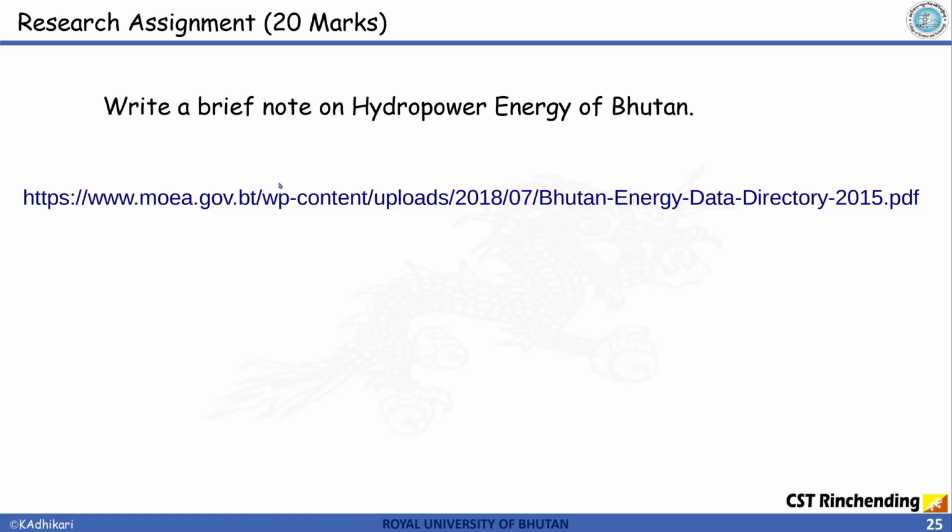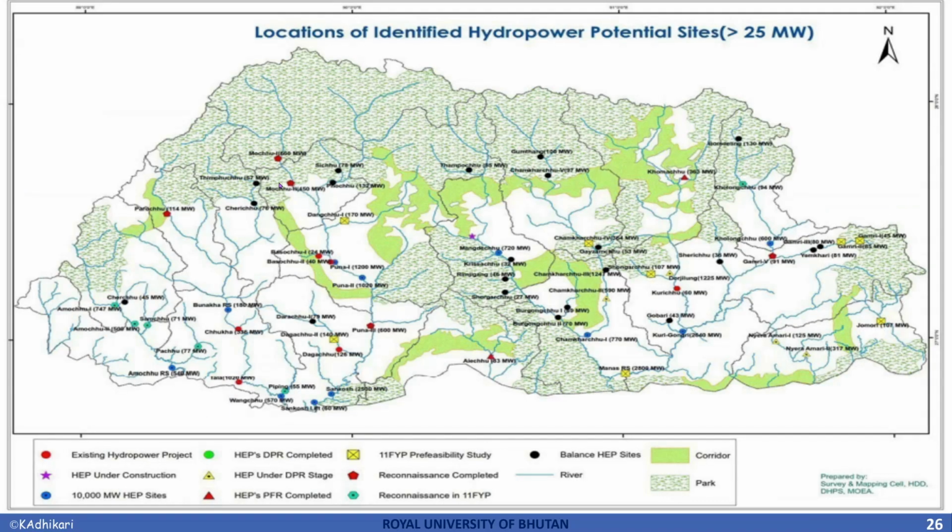So I have just compiled a few pieces of information out of this energy directory, so let's go and discuss this. These are the locations identified which have hydropower potential, able to produce more than 225 megawatt of energy. So there are many sites that have been identified.